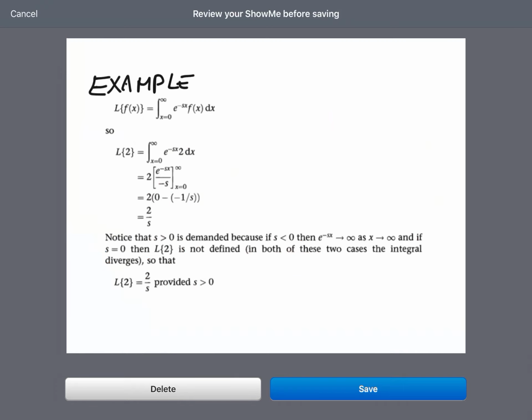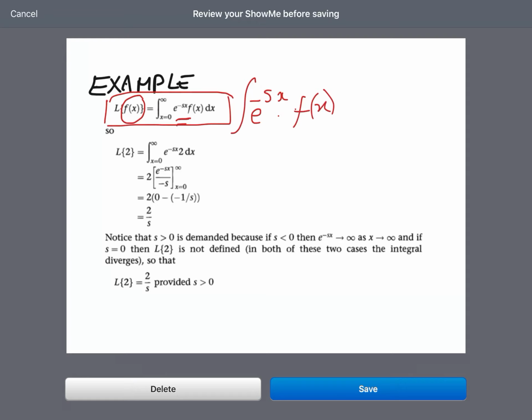Let's do an example. So we've got a function of x. That is the definition of Laplace. Basically you can start from f of x, take any function, and to transform it you multiply by e to the power minus sx, and you take the integral, multiplying it by the function of x. Let's start with a simple example.